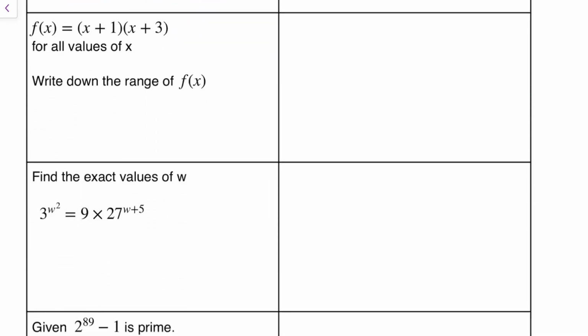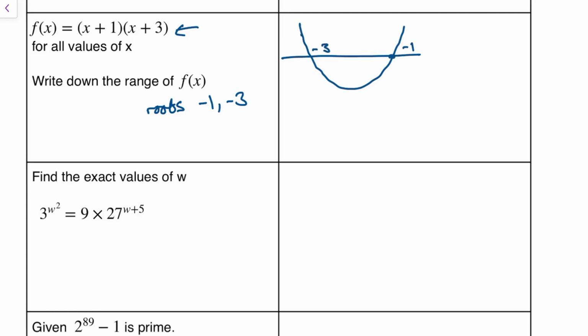Next question. f of x equals (x plus 1)(x plus 3) for all values of x. So we have a quadratic, and we want the range. A few ways of doing this. You could expand, you could do it various other ways. I'm going to use my understanding of quadratics. So I know that my roots are minus 1 and minus 3, and of course, I've got that from here. So if I map that on my graph, that's minus 3 and that's minus 1.